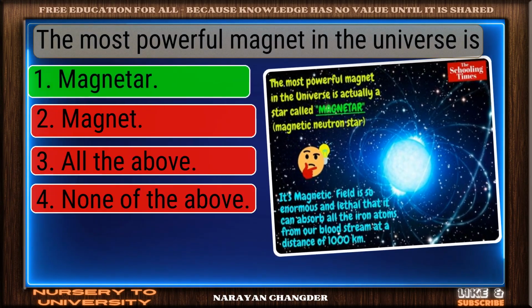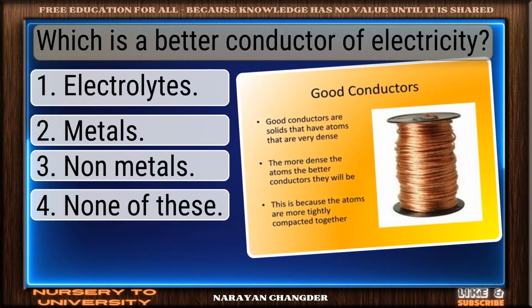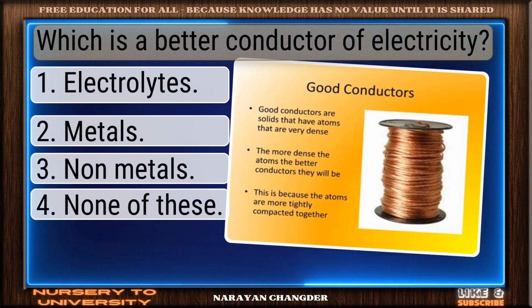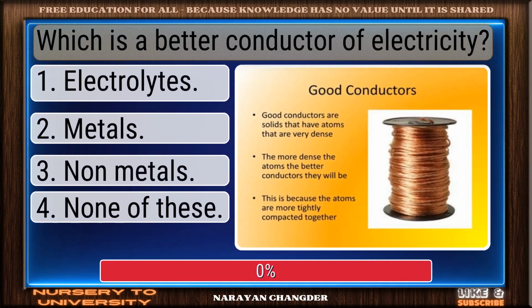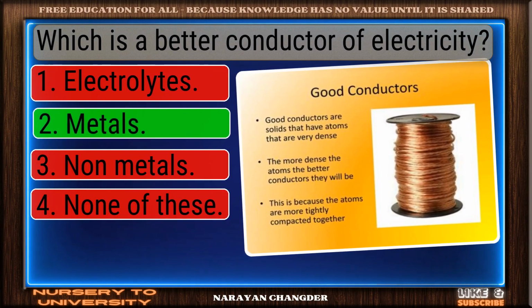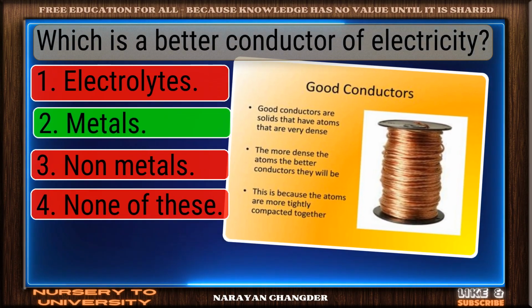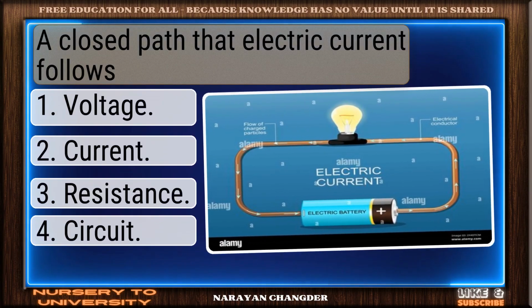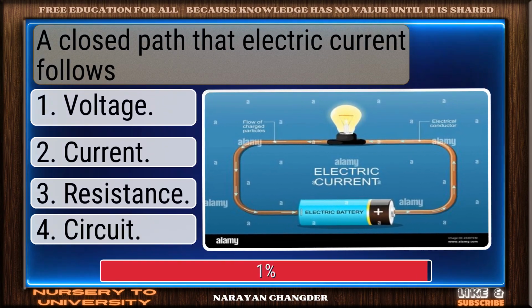Valid point. Magnetar is true. Question number 112. Which is a better conductor of electricity? Well reasoned. Metals is the correct choice. Question number 113. A closed path that electric current follows.